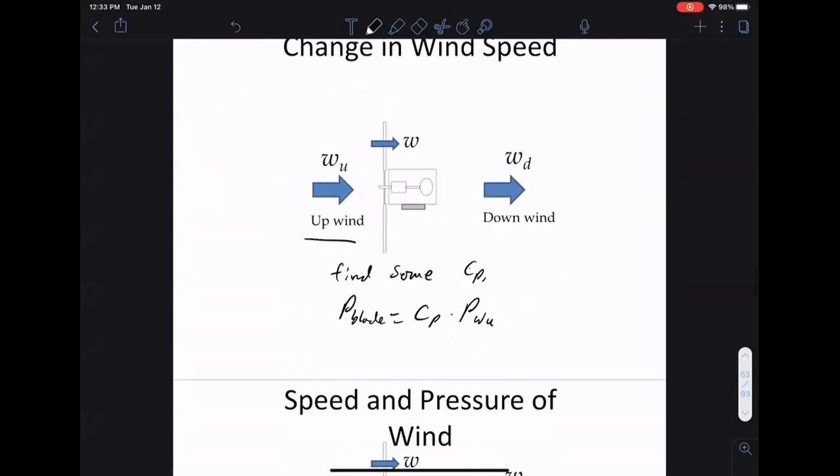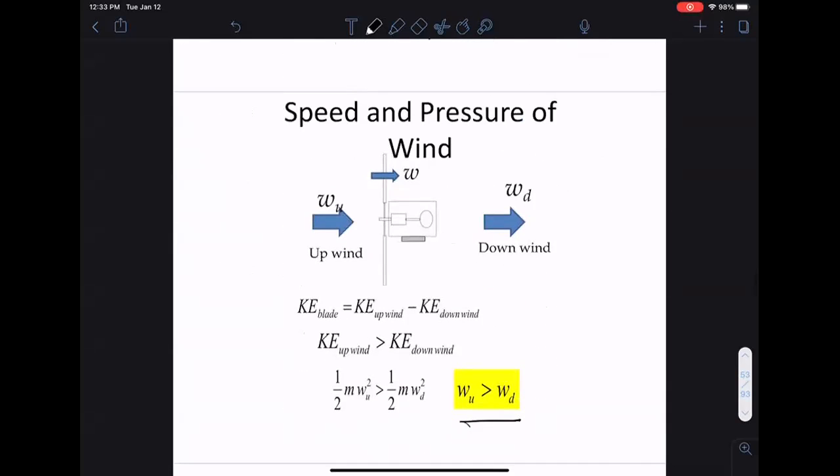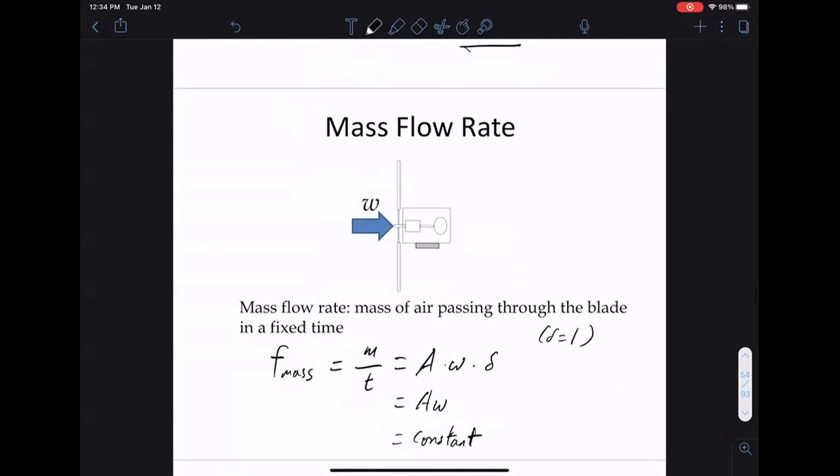Recall from last time, we have an upwind and downwind. We want to find this coefficient. So how much power is captured upwind and downwind? Obviously, you have more power upwind than downwind. So the power reduces as we go on. So then the question is how much does it reduce?